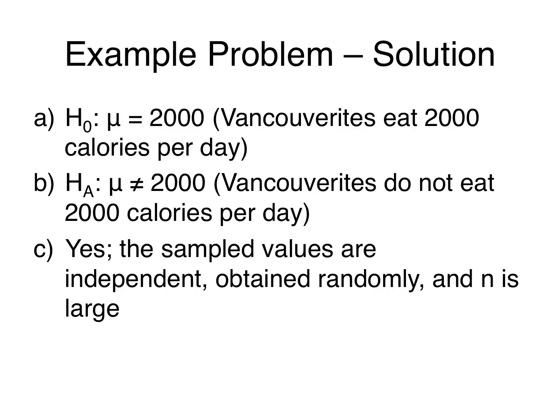So our null hypothesis is that the true mean equals 2000. So Vancouverites eat the recommended 2000 calories per day. And so remember that we start by assuming this to be true and then try to see if we can find evidence against it or in support of our alternative hypothesis. So the alternative hypothesis here is that the true mean does not equal 2000, or that Vancouverites do not eat the recommended 2000 calories per day. They either eat more or less than 2000 calories.